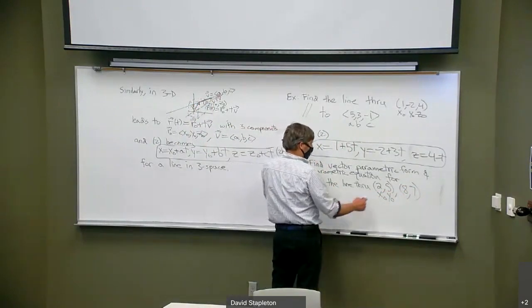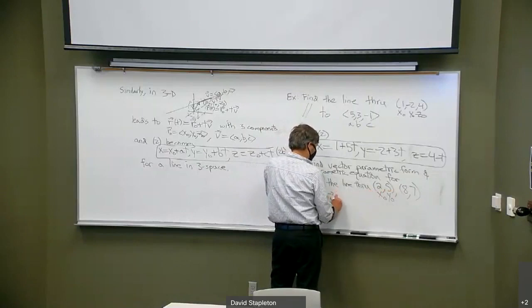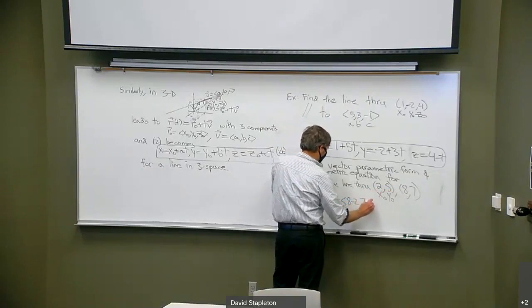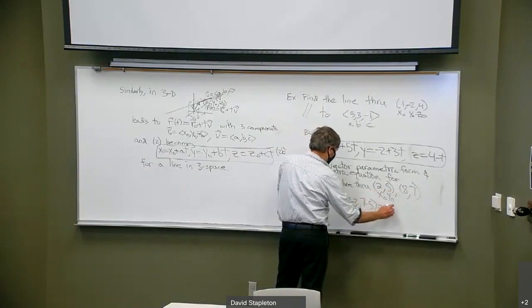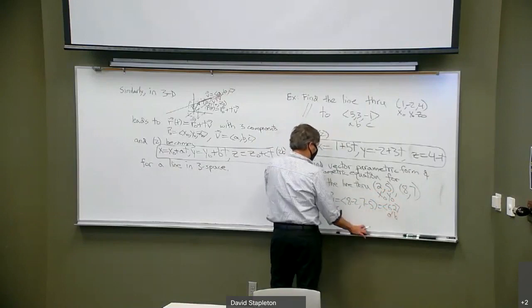Well, the direction is very easy. You just write the vector from here to here, v equals, subtract coordinates. 8 minus 2, 7 minus 5 gives us the vector 6, 2. This is your a and b.